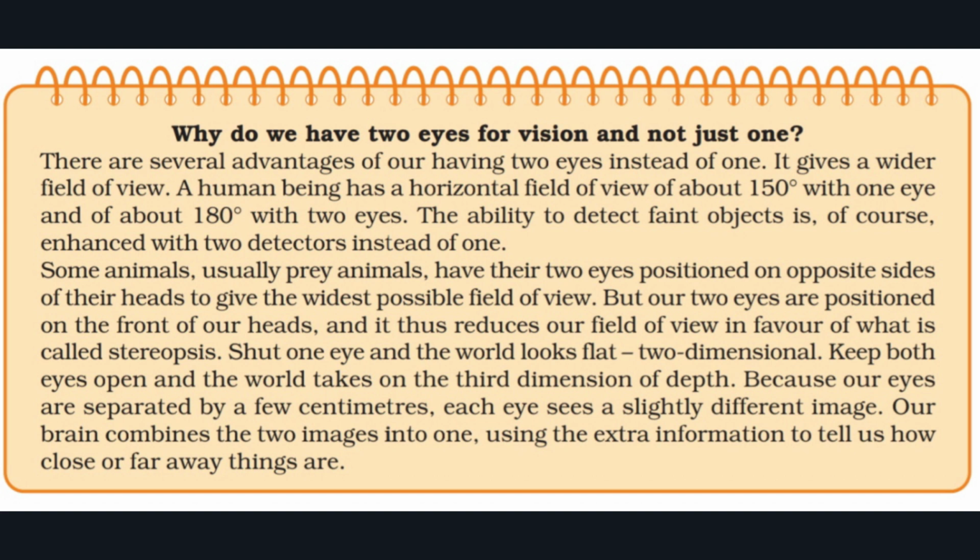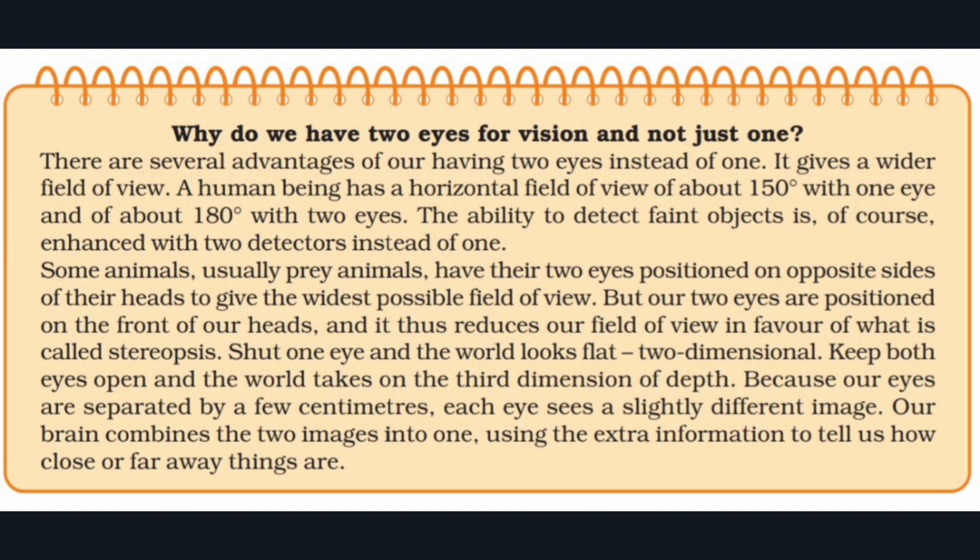That means whenever we close one eye, we can see a horizontal range of 0 to 150 degrees. If both eyes are open, we can see 0 to 180 degrees. So that is the comparison between the vision of one eye and two eyes. The horizontal field of our vision is a total of 180 degrees.